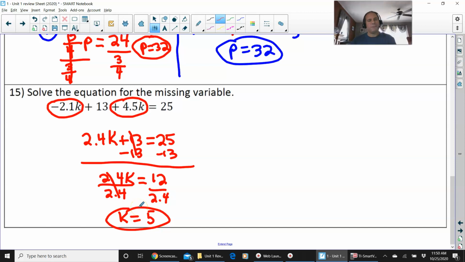Hopefully no problems on the solving. Remember, combine like terms when there are x's or variables on one side of that equal sign. Do not use inverse operations to get them together because they're already together. All right, and that is it.